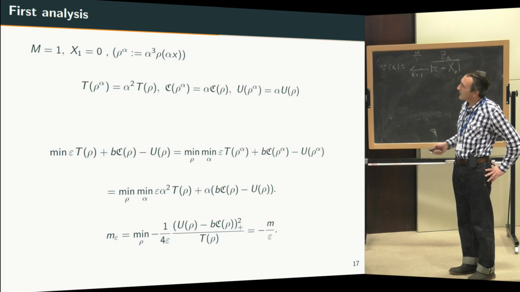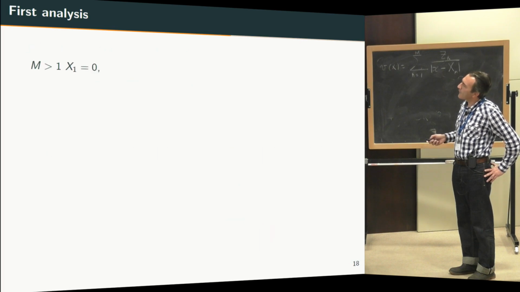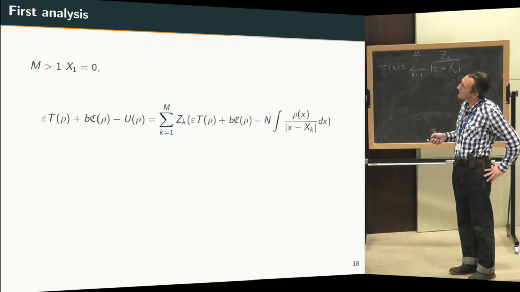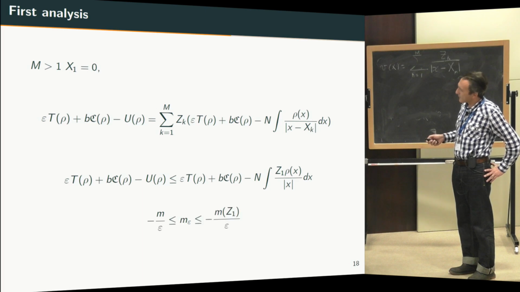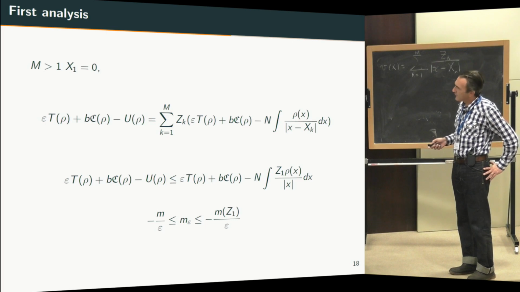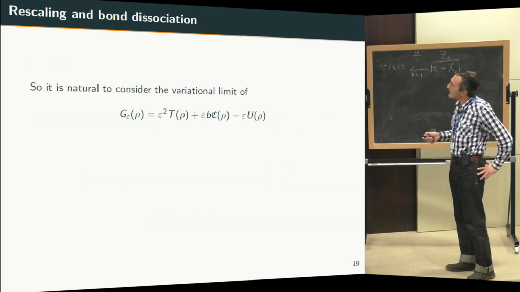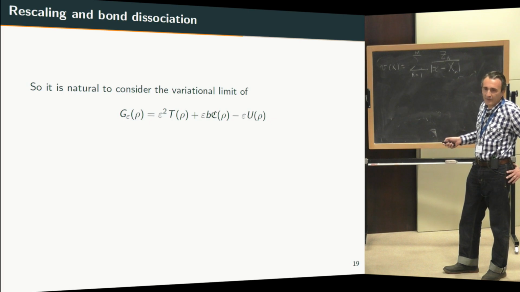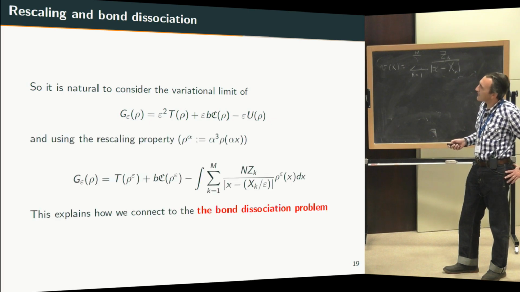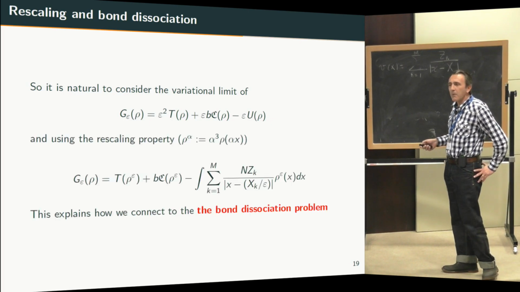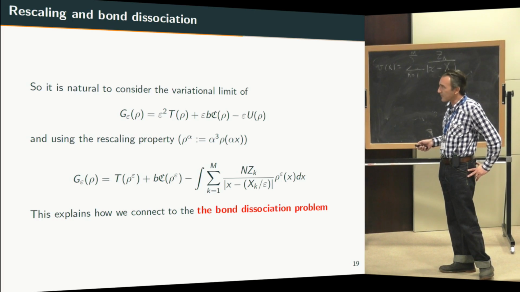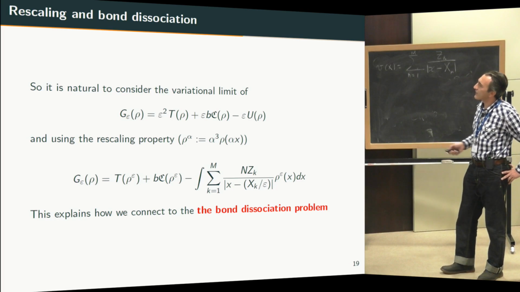like this, okay? You get the same if you have many nuclei, because when you have many nuclei, you don't have homogeneity of this term anymore, but you can get a control from above and from below, and again you get that the behavior is like this, okay? So it is very reasonable to multiply everything by epsilon, and again, using the rescaling, you obtain the bond dissociation problem which I presented before, okay? So the homogeneity of the 3 terms brings you to this functional.